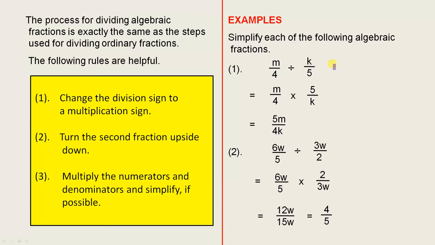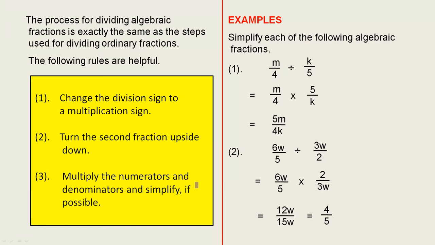The examples. Simplify each of the following algebraic fractions. The first one is m over 4 divided by k over 5. The first rule says change the division sign to a multiplication sign. So in the second line, that's what we've done. Number 2 says turn the second fraction upside down. So k over 5, we turn it upside down to get 5 over k.